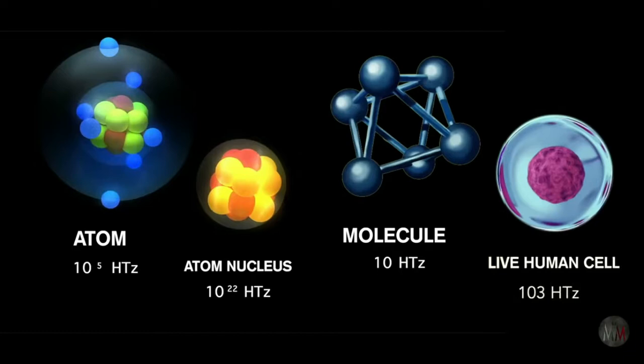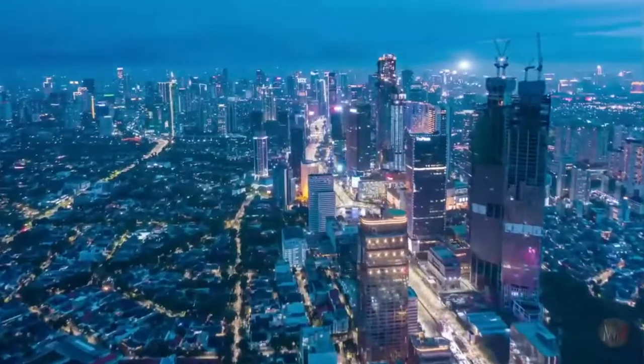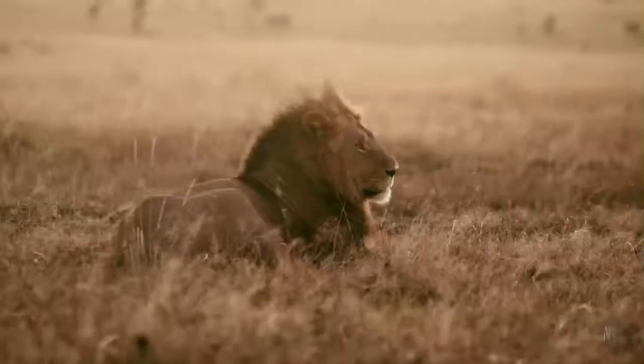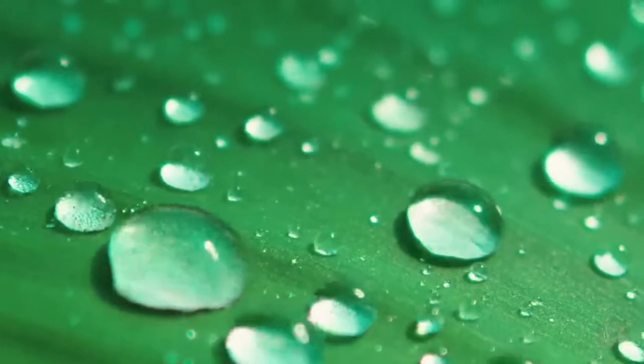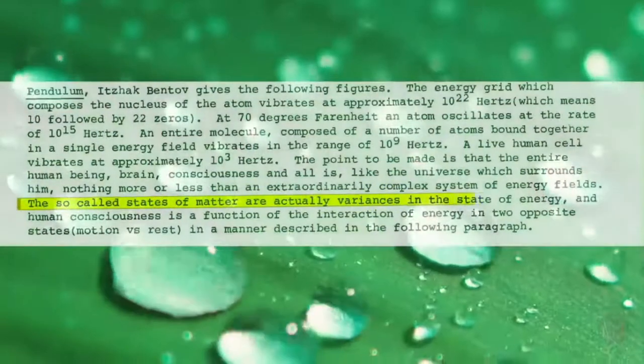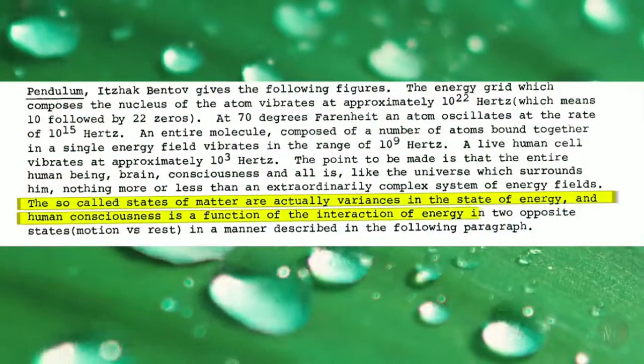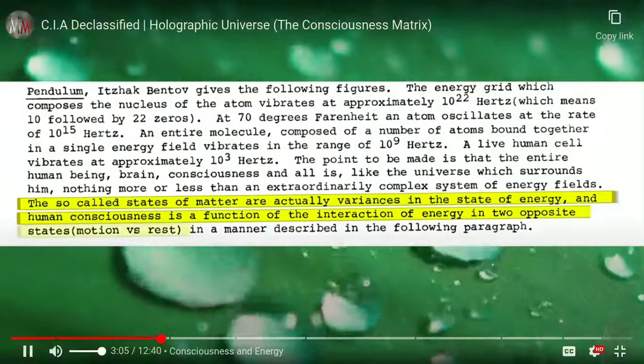The point to be made is that the entire human being, brain, consciousness, and all is, like the universe which surrounds him, nothing more or less than an extraordinarily complex system of energy fields. The so-called states of matter are actually variances in the state of energy, and human consciousness is a function of the interaction of energy in two opposite states, motion versus rest.